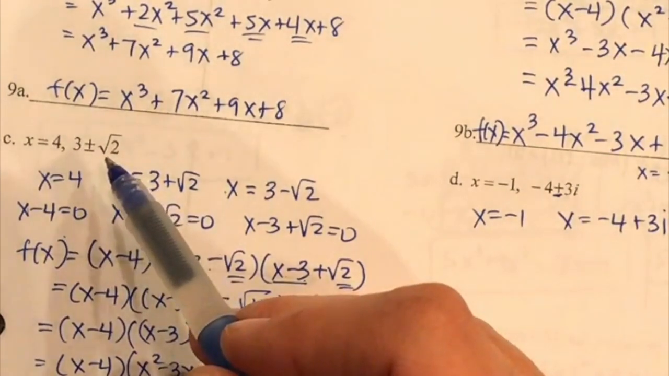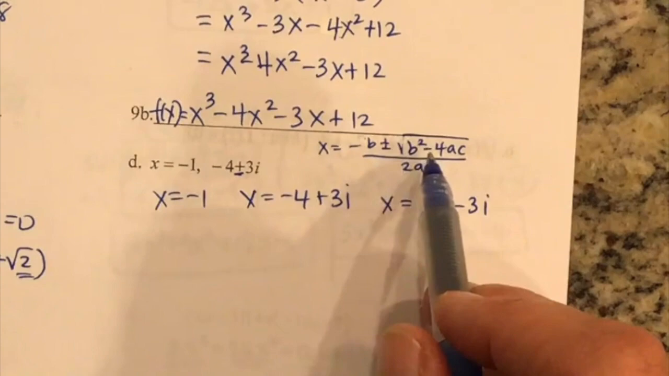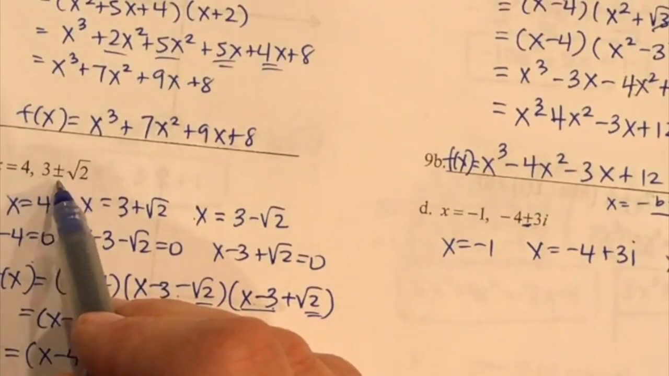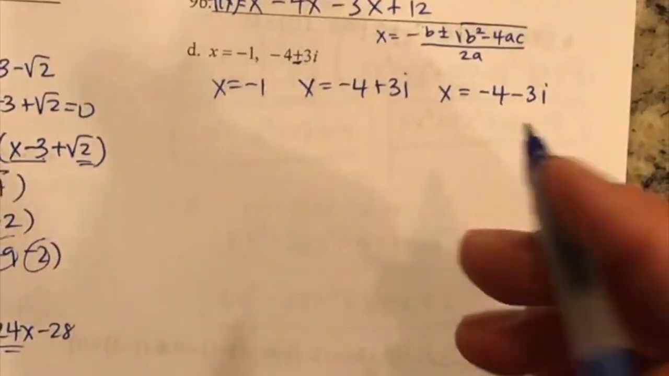Same thing back over here. In order to get that root 2, it had to have been in the radical part of the quadratic formula, meaning the plus or minus was right in front of it. So that's why there's a plus or minus right here. I hope I explained that okay for you.